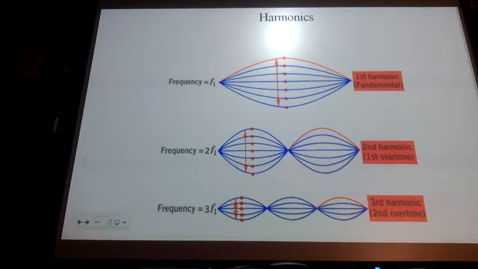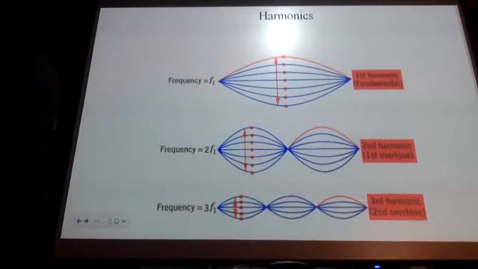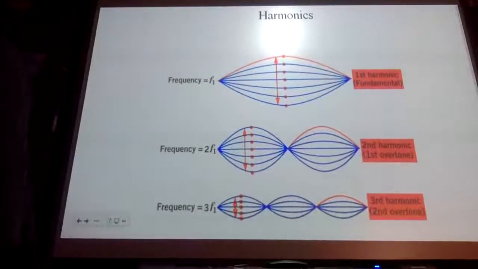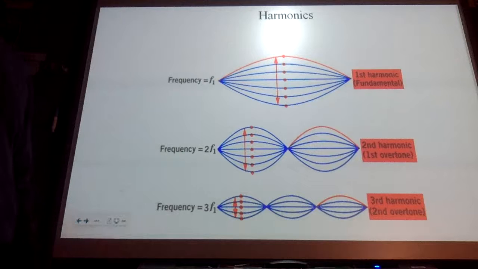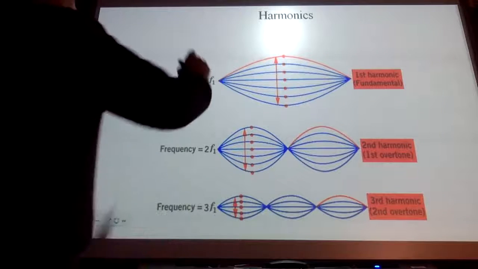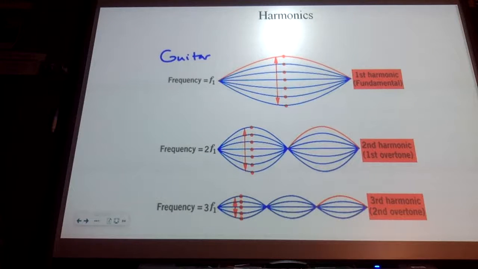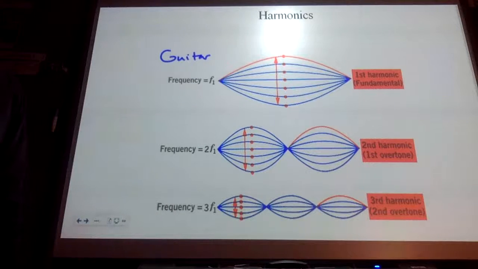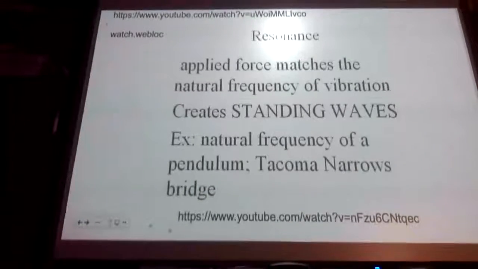Here's another picture of it. Our fundamental frequency, or our first harmonic, our second harmonic. It also can be called an overtone. So second harmonic is the first overtone. The third harmonic is the second overtone. And for a string that is fixed at both ends, so this would be like a guitar, it's just going to be the frequency, double the frequency, triple the frequency. So the lowest frequency of a standing wave is going to be the fundamental frequency.